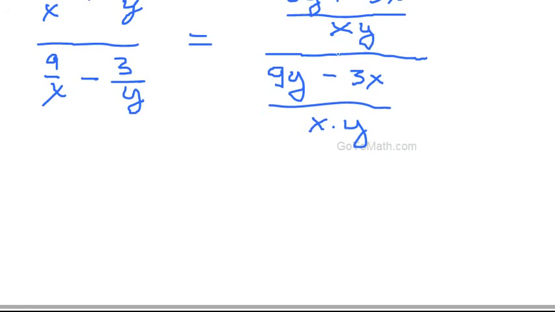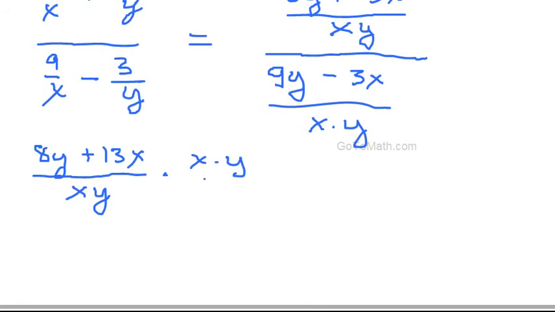Okay, so now what we're going to do, instead of bringing this out and writing the division symbol, we're going to go ahead and just write multiplication. So we have 8y plus 13x over xy times, right, so we're going to flip this, so we have xy over 9y minus 3x. And then what we can do here is we can cancel those out.